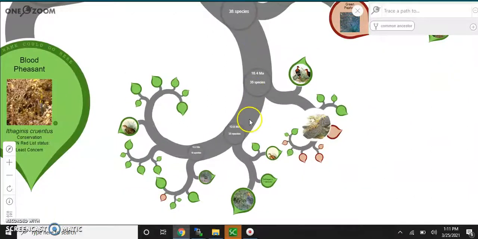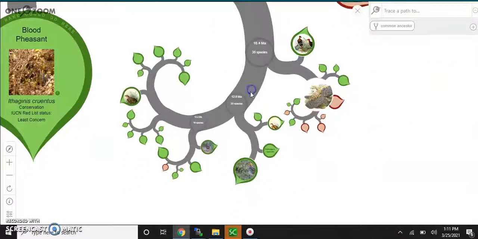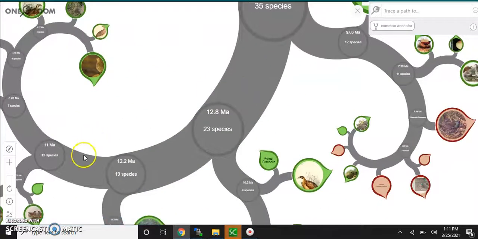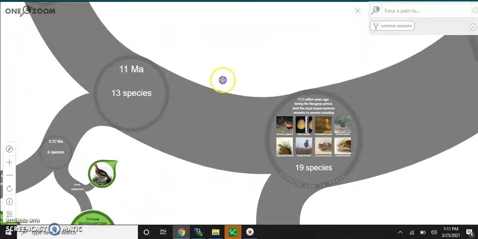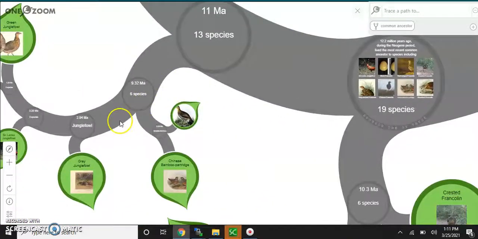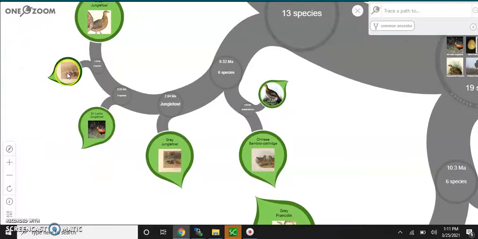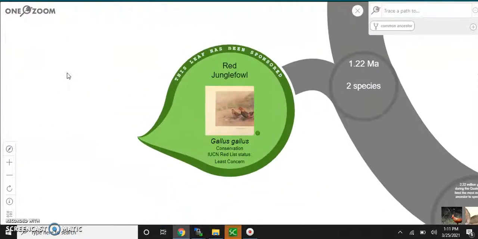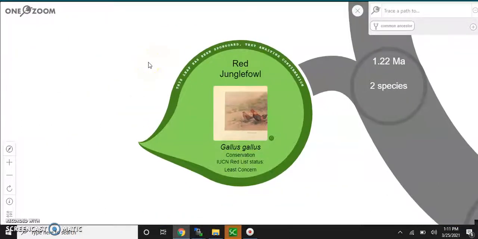So yeah, when you get down to these little branches, it can get a little tricky. There it is. So 11 million years ago, the 13 species. And there is the red jungle fowl, Gallus gallus.